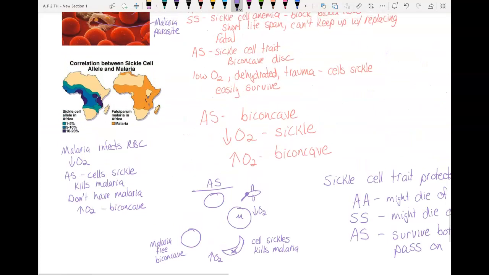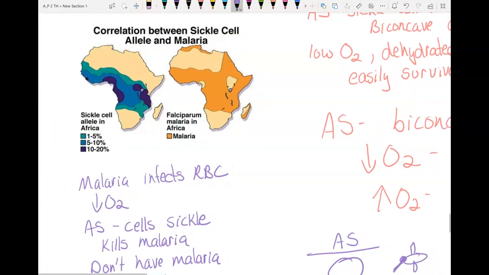So in an area where there's malaria, the most likely people to survive are the people who have sickle cell trait. So that's why there's this strong correlation between areas where you have malaria and areas where people have sickle cell trait.